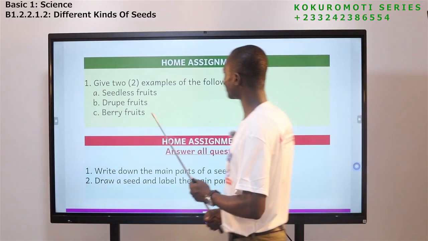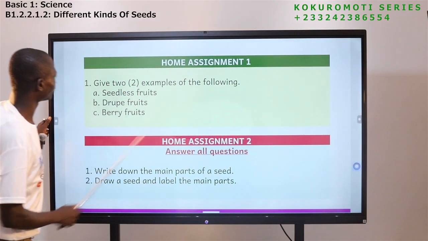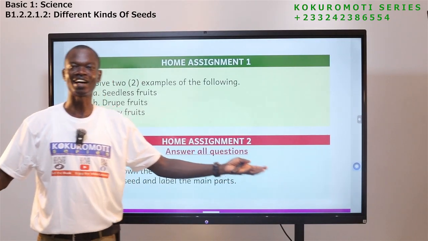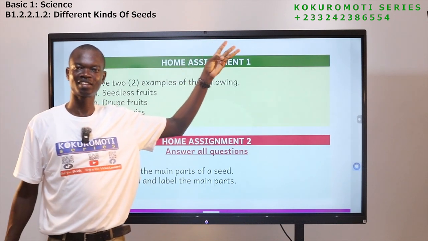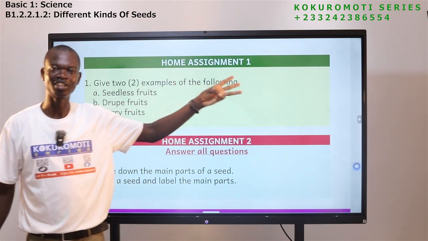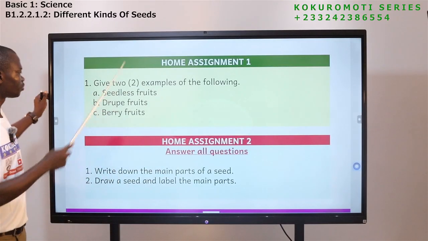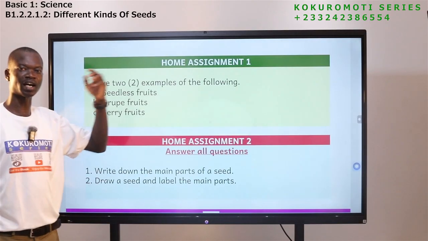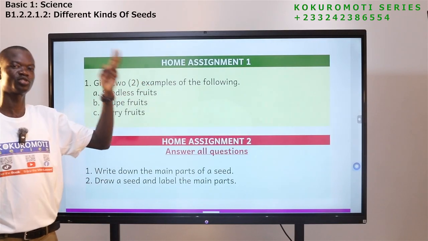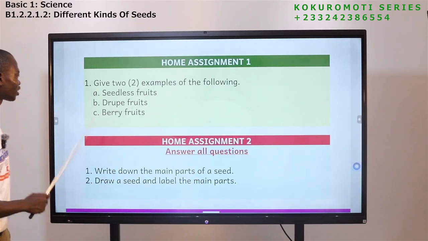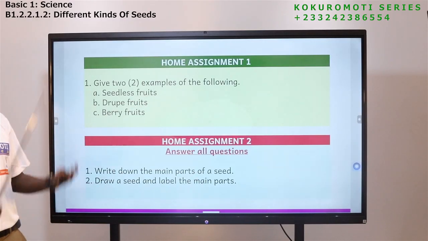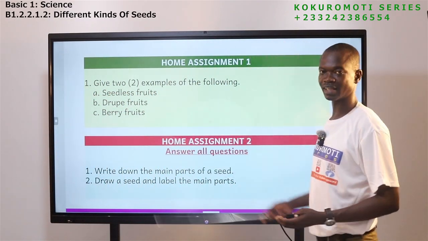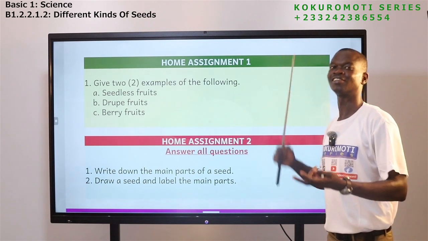Now let's look at the home assignments. Home assignment 1: give two examples of the following. Seedless fruits, one, two. Drupe fruits, we are talking about fruits that have only one seed, one, two. Next, berry fruits or berries, examples: one, two. Very good.